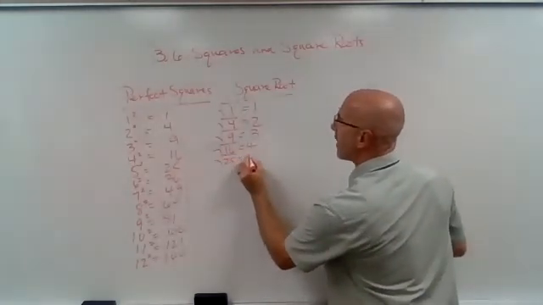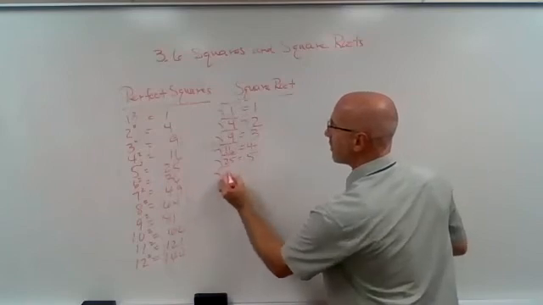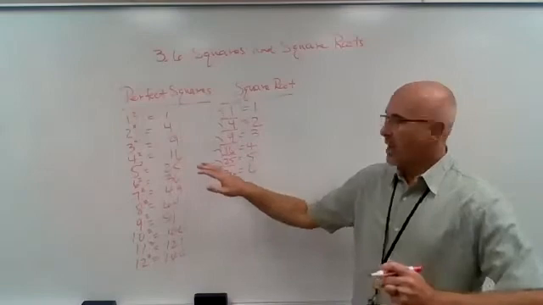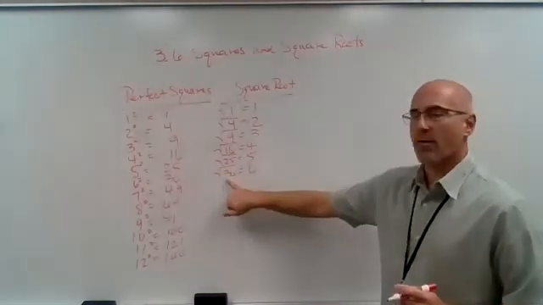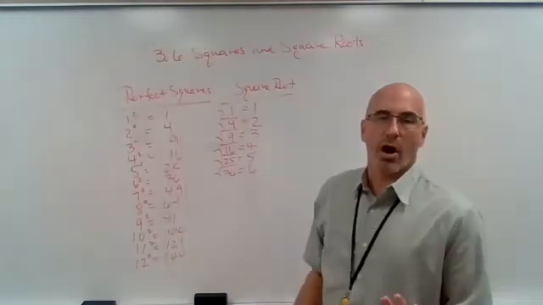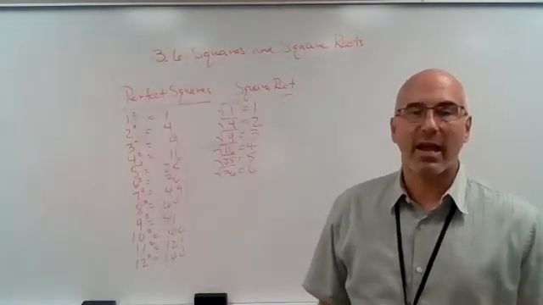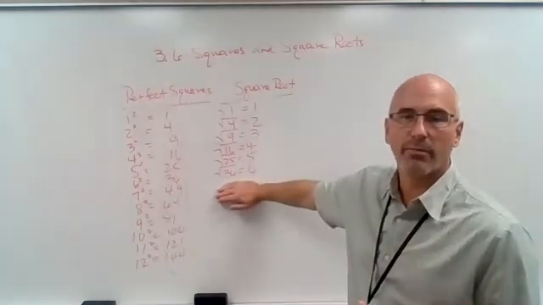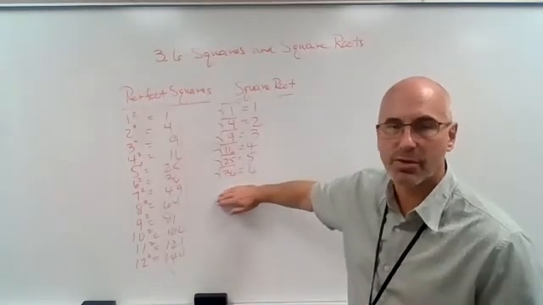Square root of 25 is 5. Square root of 36 is 6. So we can see that goes on. As long as we have a perfect square, we can get a whole number here. Now we can also have the negative square root. This is called the principal square root.